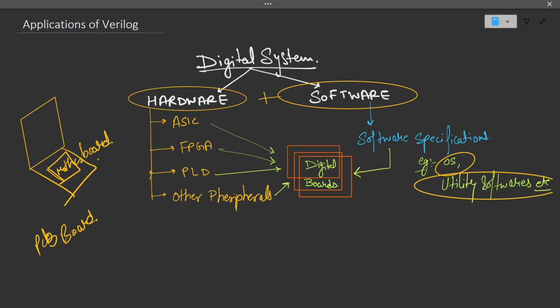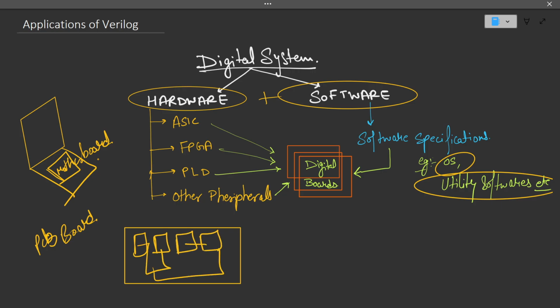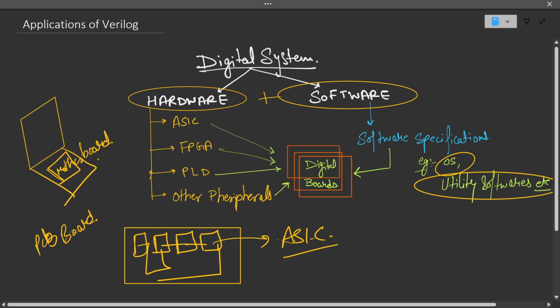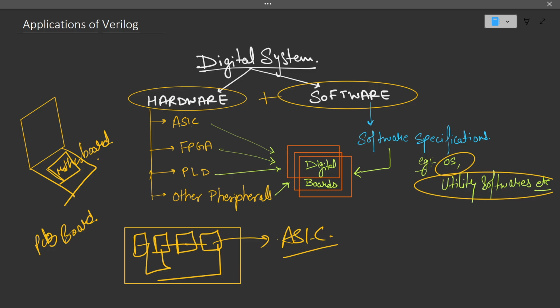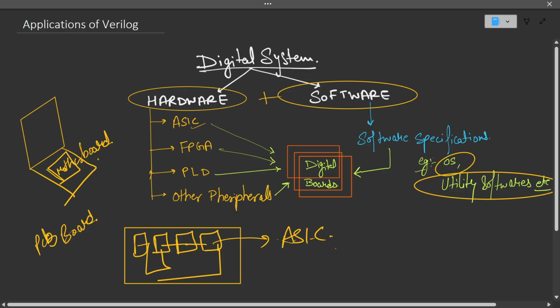Next, in hardware, on this motherboard there might be different ICs which are connected and working together to perform a specific task. These ICs are actually ASIC ICs. ASIC means application specific integrated circuit. If you want to see the difference between ASIC, FPGA, PLD, I have covered it in one more previous video. I'll provide the link over here, you can watch that video. So these all are ASIC ICs.